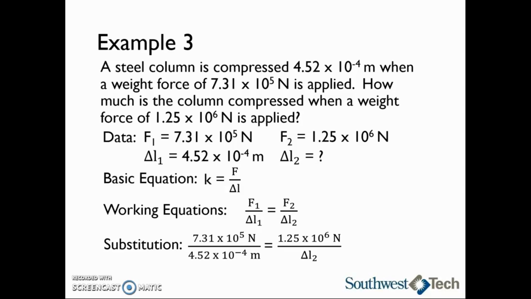7.31 times 10 to the 5th newtons divided by 4.52 times 10 to the minus 4 meters equals 1.25 times 10 to the 6th newtons divided by delta L2. To solve this, we will multiply 1.25 times 10 to the 6 newtons times 4.52 times 10 to the minus 4 meters divided by 7.31 times 10 to the 5th newtons. This should give us a delta L2 of 7.73 times 10 to the minus 4 meters. This concludes our discussion on Hooke's law.